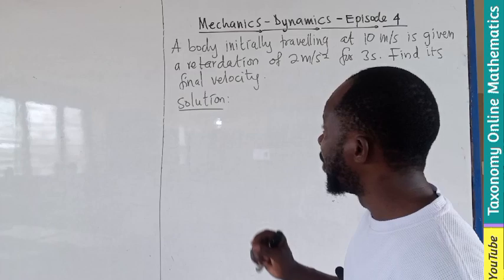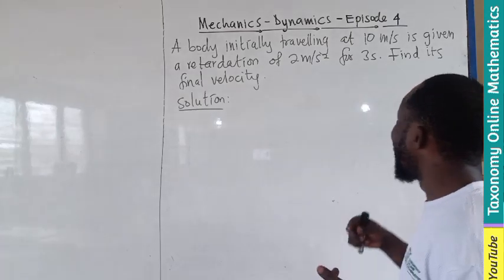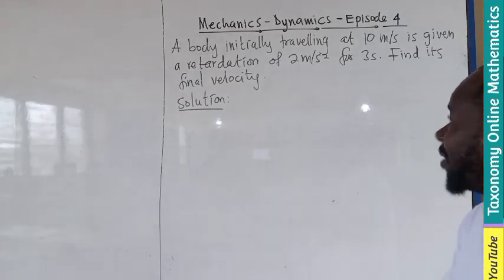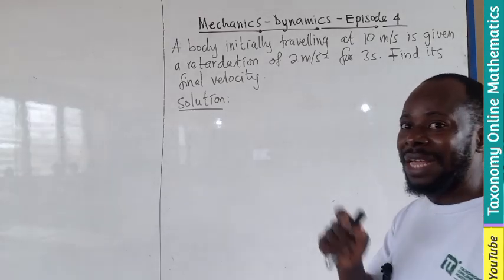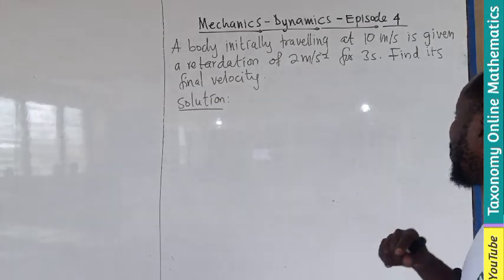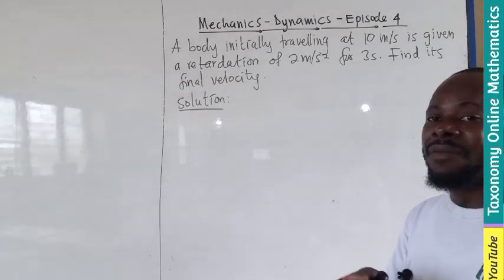So we have a body initially traveling at 10 meters per second, given a retardation of 2 meters per second squared for 3 seconds. We have to find its final velocity.